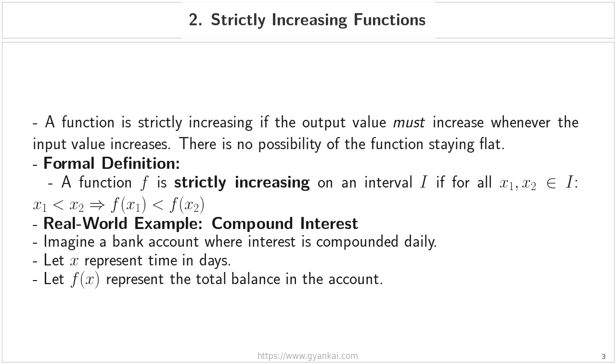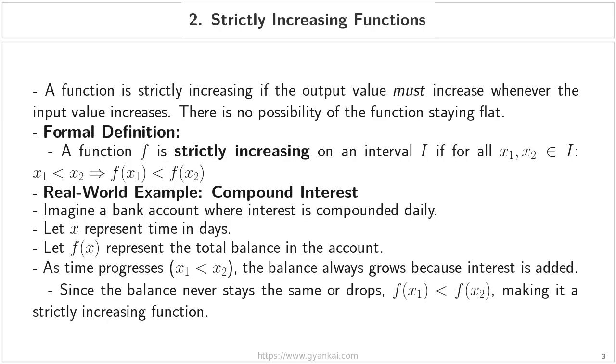Imagine a bank account where interest is compounded daily. In this model, let x represent the time in days, and let f of x represent the total balance in the account. As time progresses, which we represent as x1 being less than x2, the balance always grows because interest is continuously being added. Since the balance never stays the same and never drops, the value of f of x1 is always strictly less than f of x2. This makes it a strictly increasing function. Now that we have a clear understanding of functions that rise, we will move forward to explore the opposite behavior: decreasing functions.